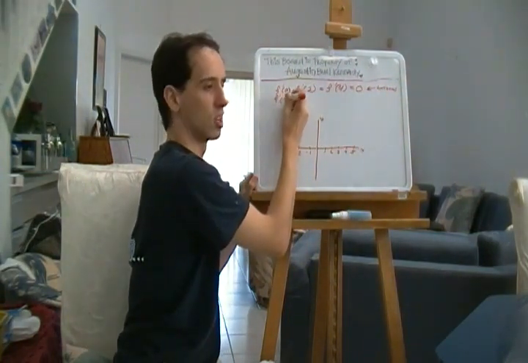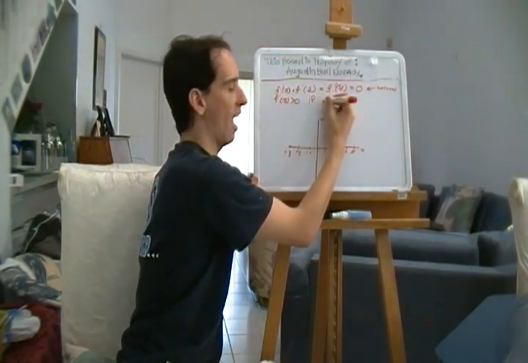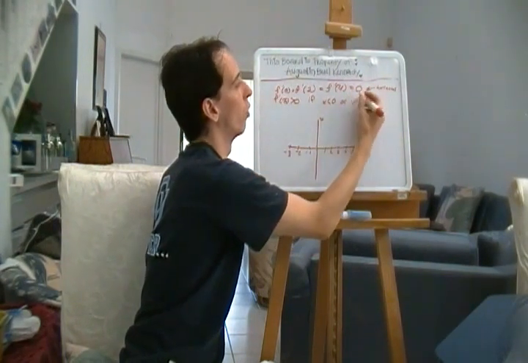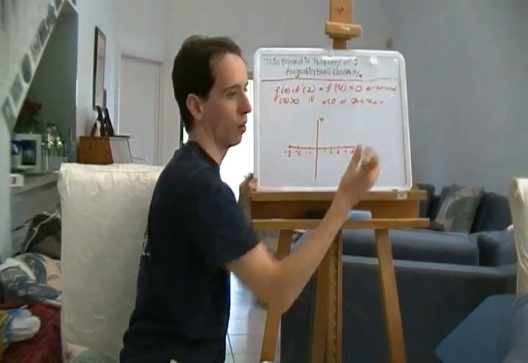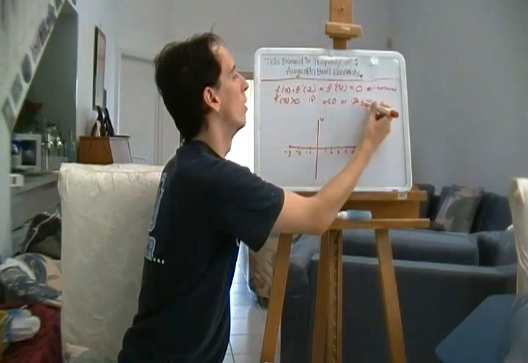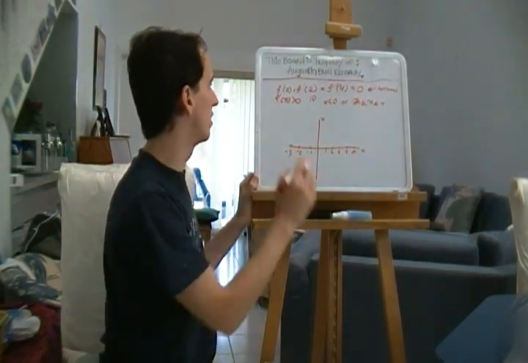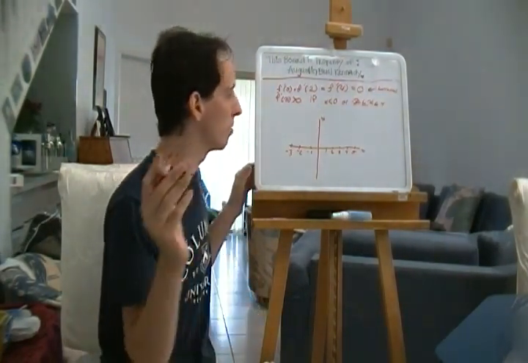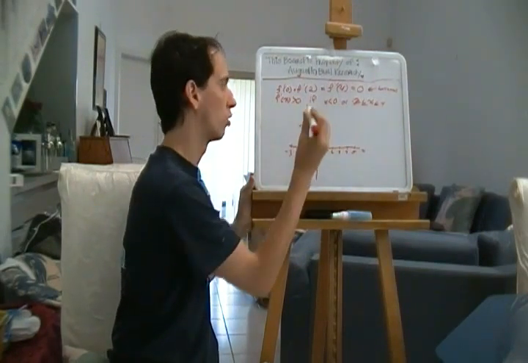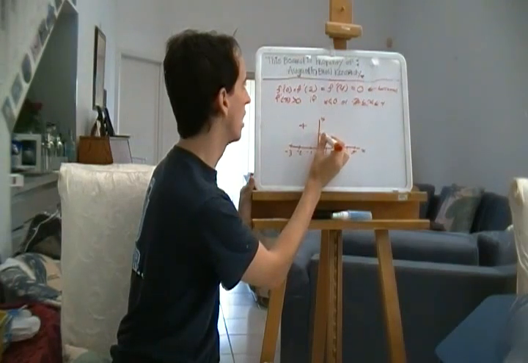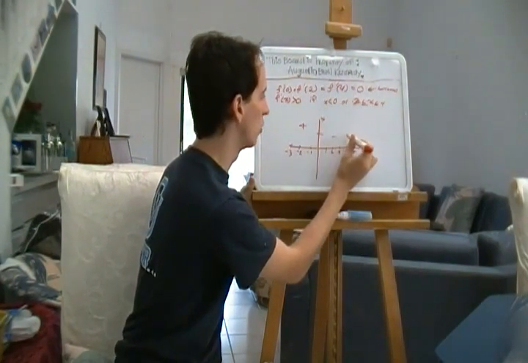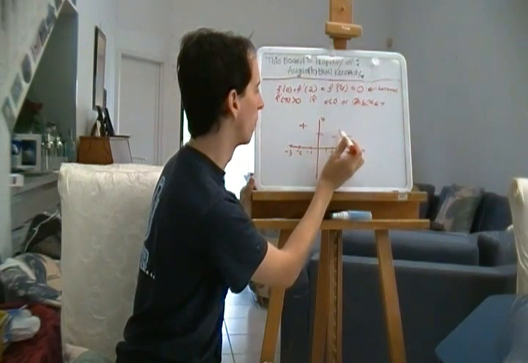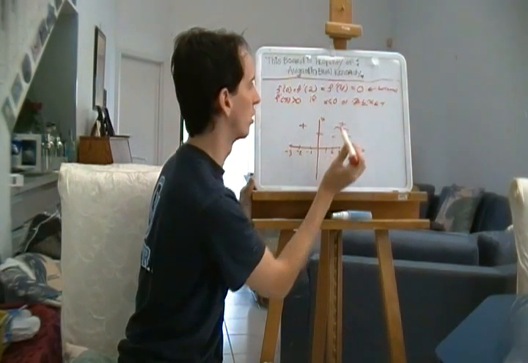If f prime of x is greater than 0 if x is less than 0, or x is between 2 and 4, well, that means that if the derivative is greater than 0, the function is increasing. So the function is going to be increasing on this side of 0. We know we have a flat tangent at 0, a flat tangent at 2, a flat tangent at 4. We know that the function is increasing also between 2 and 4. So in between here, the function is increasing.